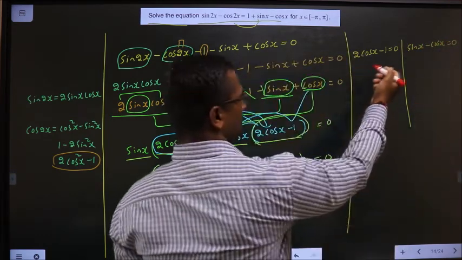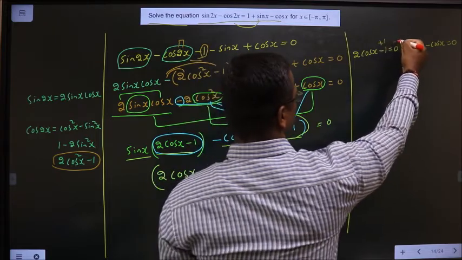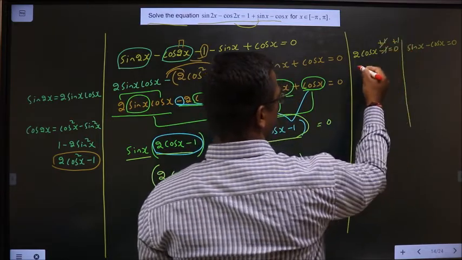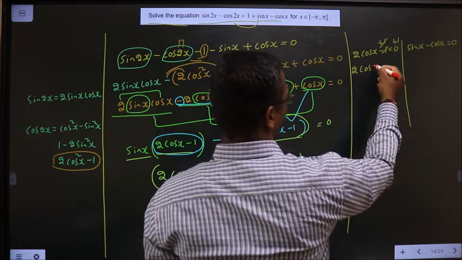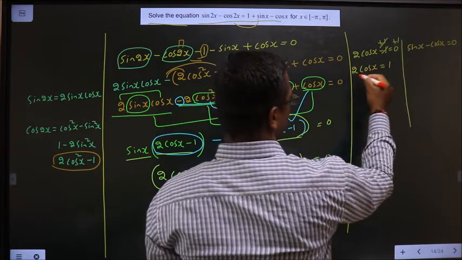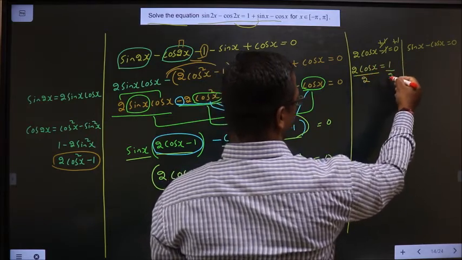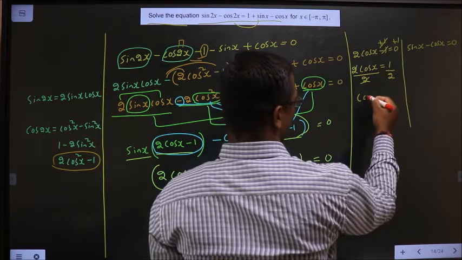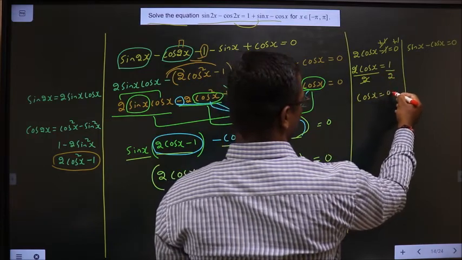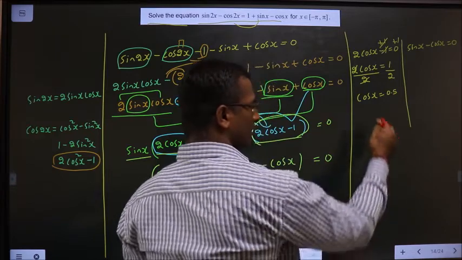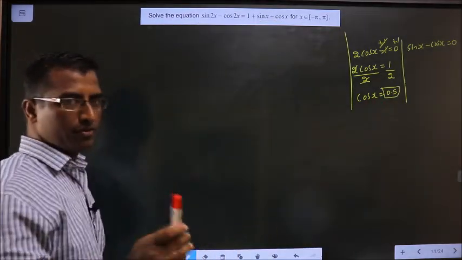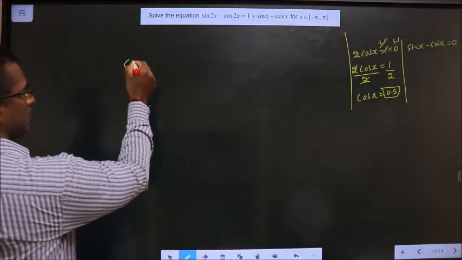Okay, here add 1 on both sides. So this cancels out. 2 cos x equals 1. Now divide by 2. So I get cos x equal to 1 by 2, that is, cos x equals 0.5.